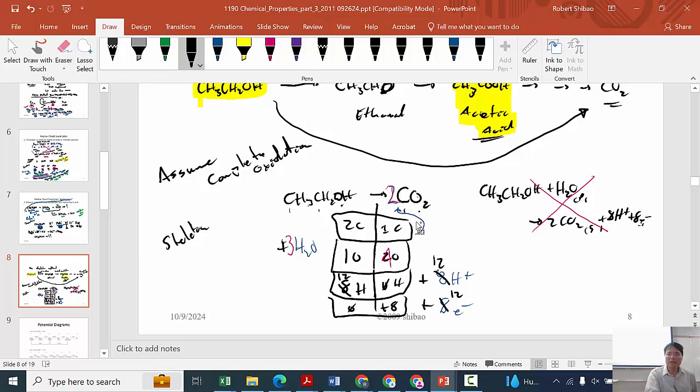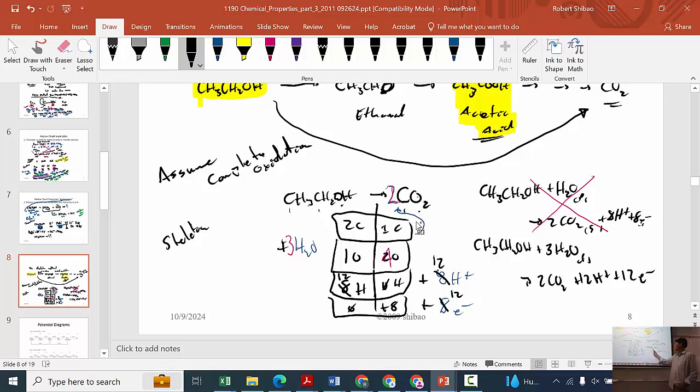All right, so let me try this again. So it's going to be CH3CH2OH plus 3 H2O. It's going to yield 2 CO2s plus 12 H plus 12 electrons. All right, now let me double check this equation to make sure it's balanced. 2 carbons, 2 carbons. 6 plus 6 is 12 hydrogens, 12 hydrogens here. 4 oxygens, 4 oxygens. So the atoms are balanced, and then the charges should be balanced.